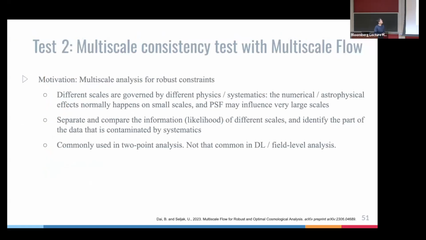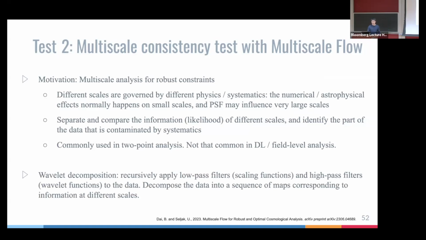So another test we've been doing is the multi-scale consistency test. The idea here is we expect for the cosmological data, different scales are governed by different physics. They have different systematics, and different systematics have different scale dependence, right? So if we could separate and compare the information from different scales, we could identify the part of the data that may be contaminated by the systematics. This is commonly used in the two-point analysis, but in field level or deep learning approaches, it's not that common. So what we do here is we use something called wavelet decomposition.